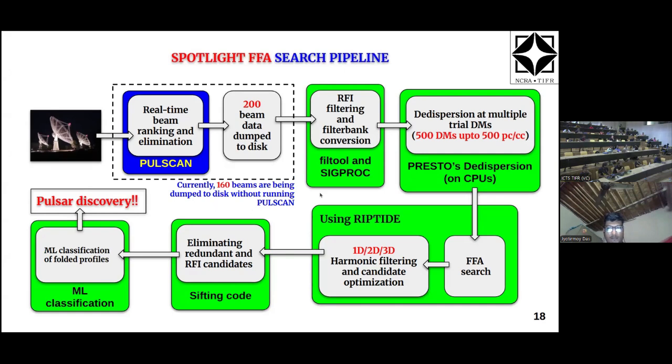Currently 160 beams are getting dumped, and we will not use AstroAccelerate, because AstroAccelerate is for FFT and FRB search. We will do the PRESTO dedispersion on CPUs first and then do the FFA search. This pipeline is getting developed by Kenil. After the FFA search using Riptide, there will be harmonic filtering and all, and a sifting to reduce the number of candidates.